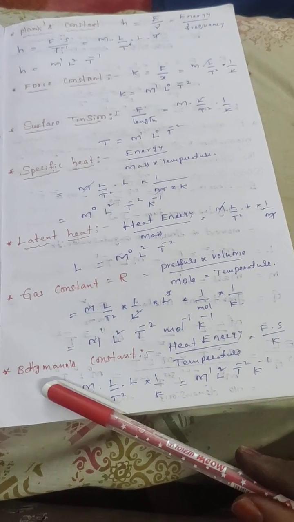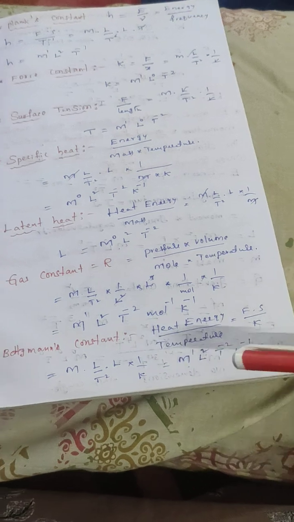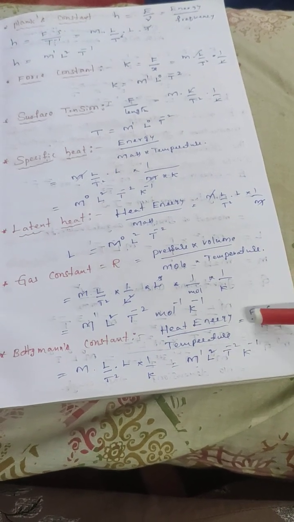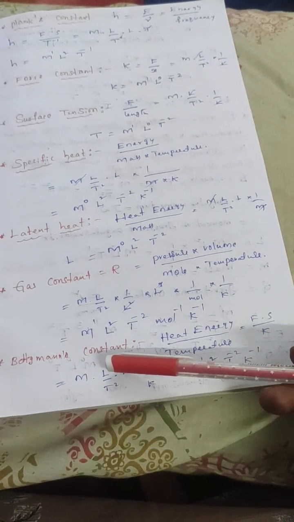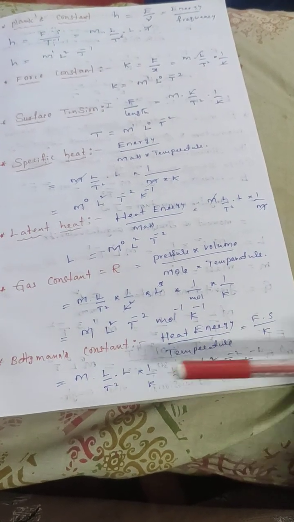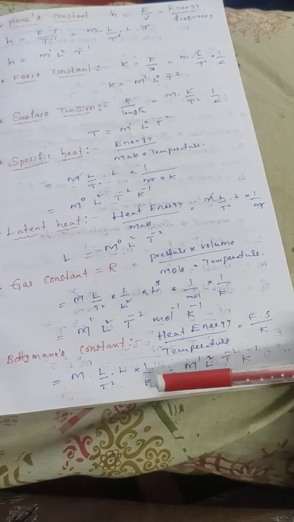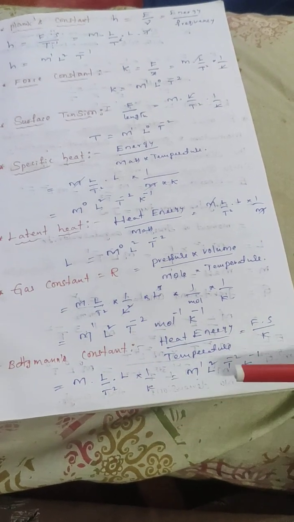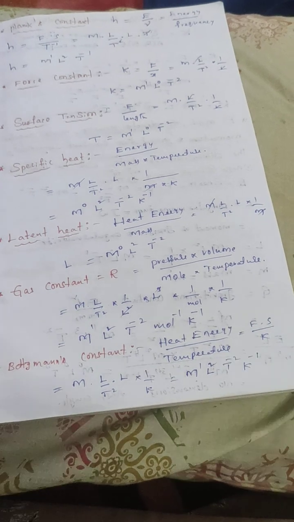Next, Boltzmann constant. Boltzmann constant, heat energy by temperature. Heat energy. Energy means force into displacement. Force is ma again, mass into acceleration L by t square, into L, by 1 by K. Temperature. M power 1 L square t power minus 2 K power minus 1.